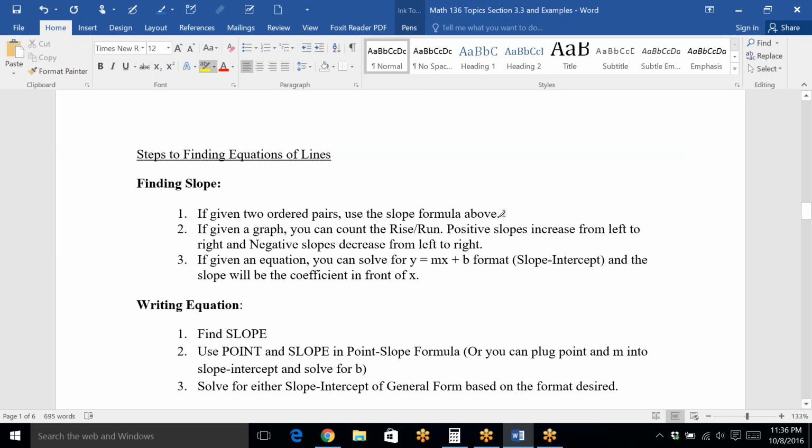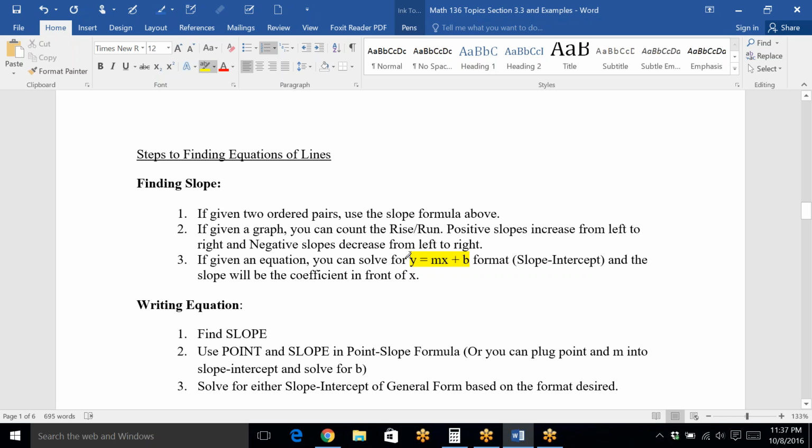Now, some things you have to know how to do if you're finding slope. If you have 2 ordered pairs, you use the formula we practiced. If you have a graph, you can count the rise and run. Positive slopes go uphill from left to right. Negative slopes go downhill from left to right. And if you have an equation, you can solve it for y equals mx plus b, because the slope will be right there in front of x once it is in this format.